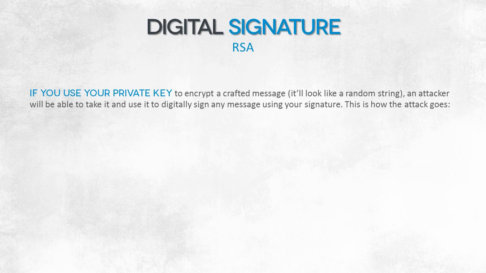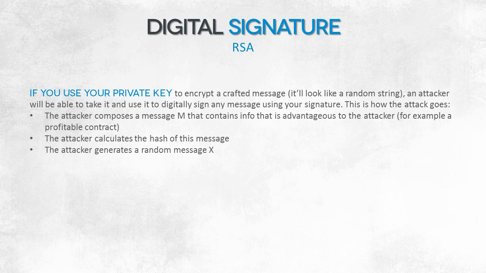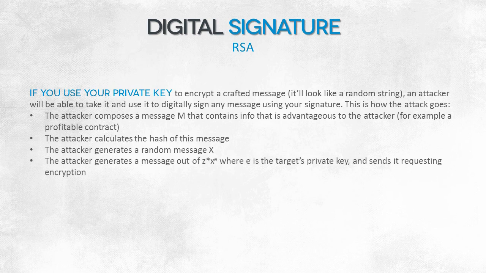The attack itself works as follows. An attacker needs to generate the message M, a contract, or anything else they want you to sign. Next, the attacker calculates a hash of the message, Z. The next step is to generate the random message X. Then, the attacker generates the message based on the expression Z times X to the power E, where E is your public key. The public key is by very definition freely available.